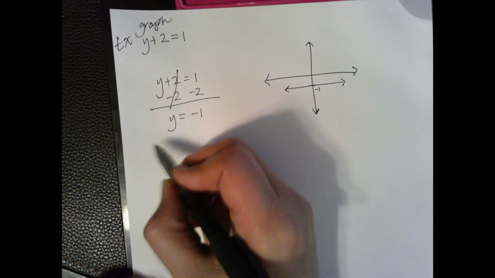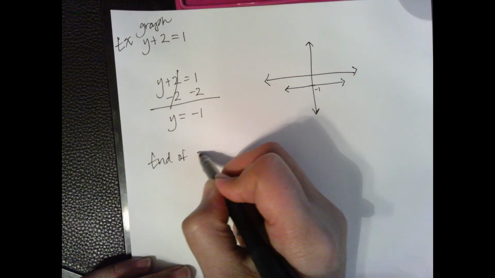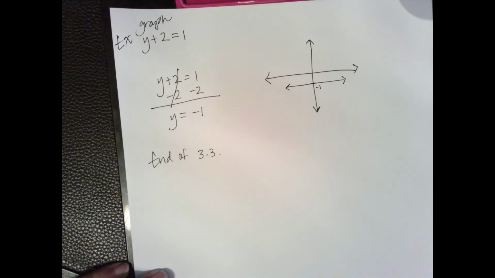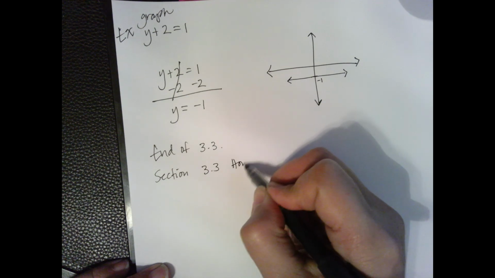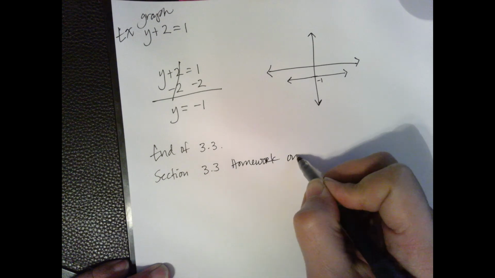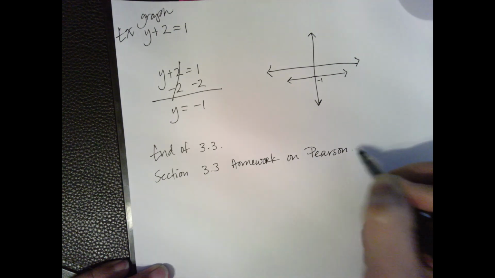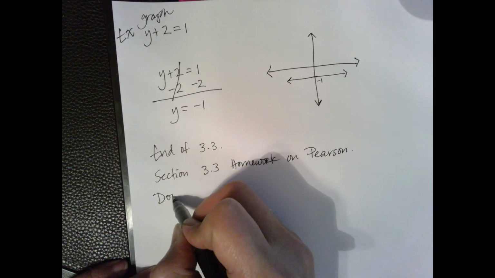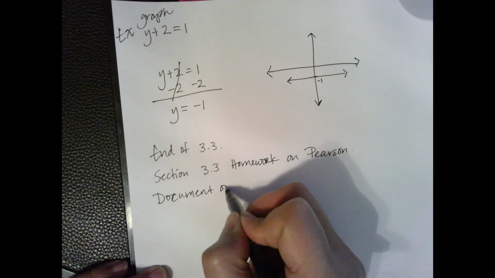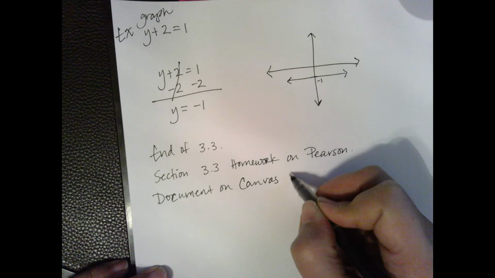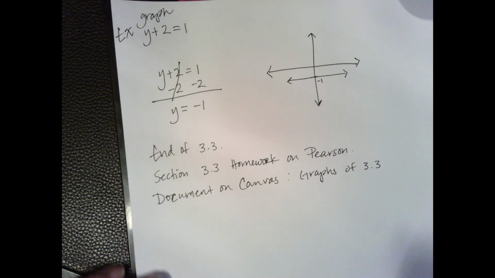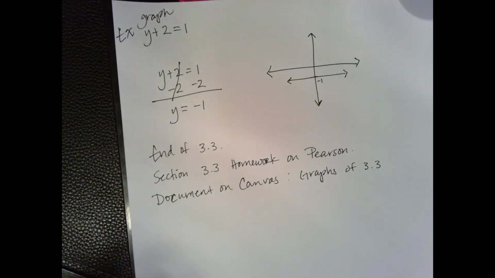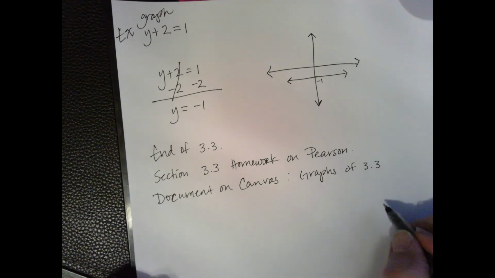Okay. So this is the end of lecture 3.3. There is a section 3.3 homework on Pearson. There's also a document on Canvas. That's the graphs of 3.3. That way you can download the images I showed you in the video. Okay? Thanks.